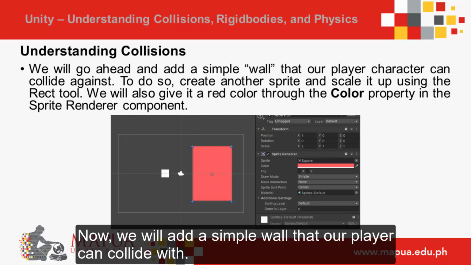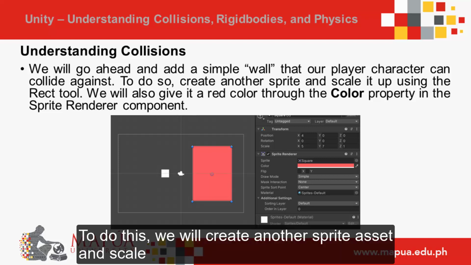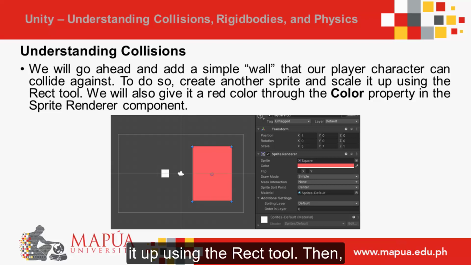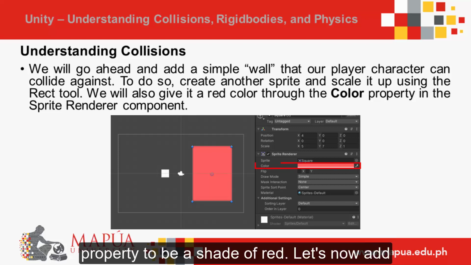Now, we will add a simple wall that our player can collide with. To do this, we will create another sprite asset and scale it up using the Rect tool. Then, using the sprite renderer component, we can change its color property to be a shade of red.